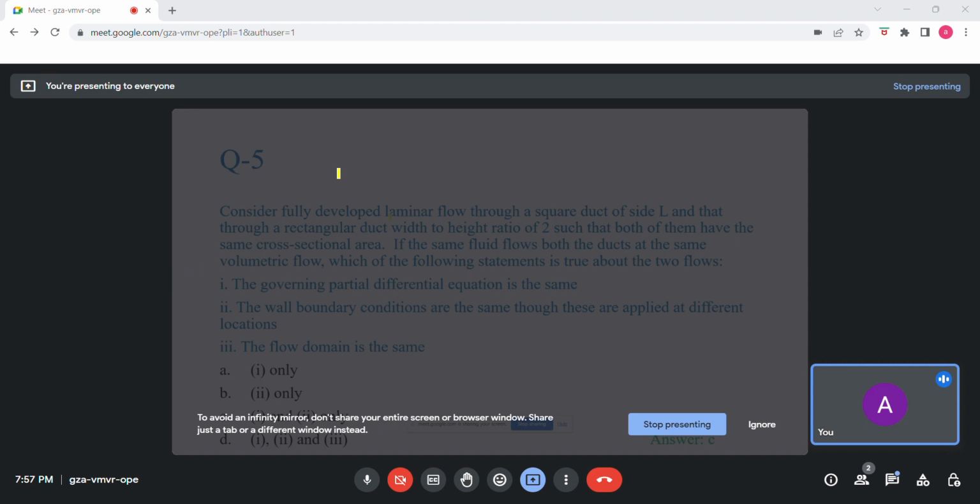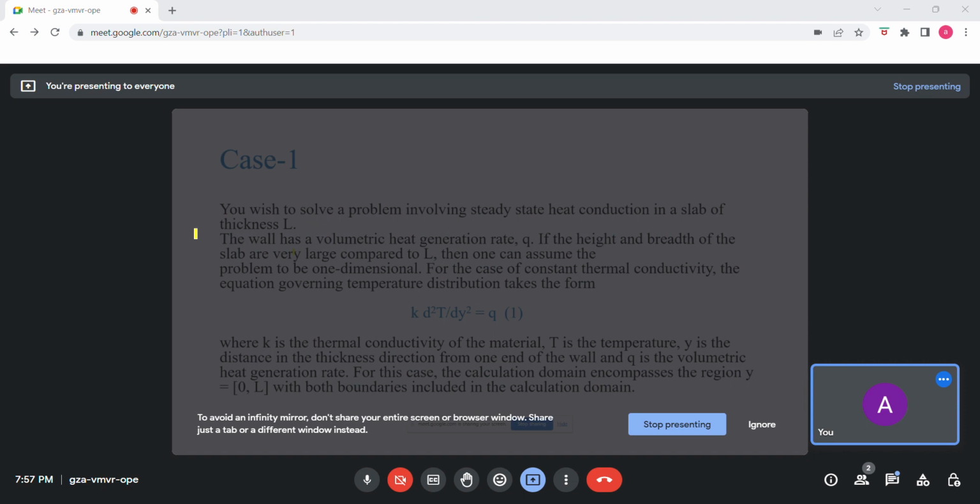Fully developed laminar flow for the square duct and the rectangular duct. Square duct and rectangular duct vary in cross section, so flow domain is not the same. Other things like governing partial differential equations are the same, and the wall boundary conditions are the same. So it is a one-dimensional problem for a given case. We need to study the case and then apply it in the following questions.